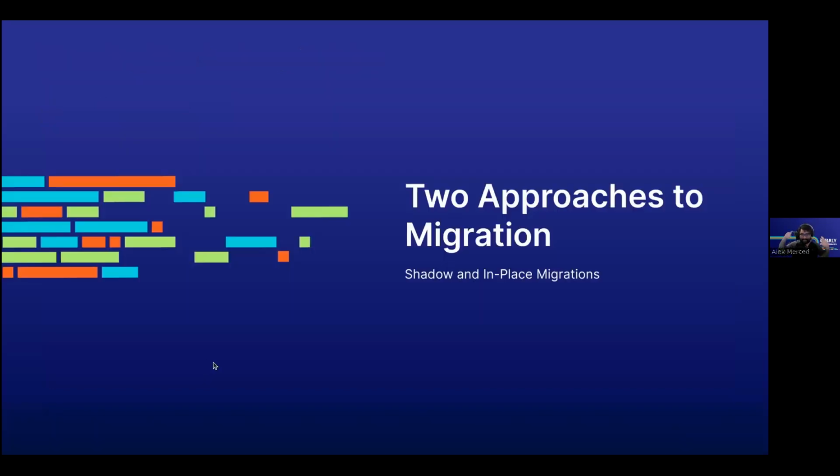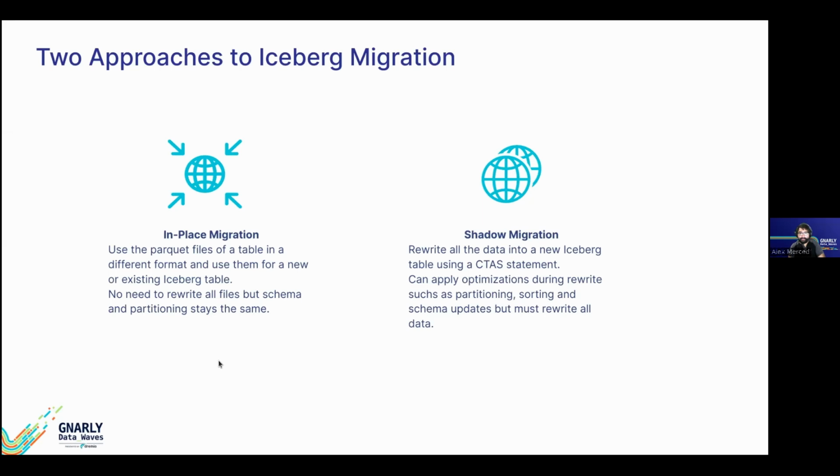But once you've decided, okay, this is a catalog I'm going to use, the next step is to figure out how you're going to migrate your data to different tables. So there's an in-place migration. This means you don't rewrite your data. So that's the beauty of Iceberg.